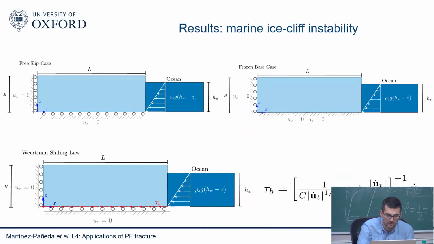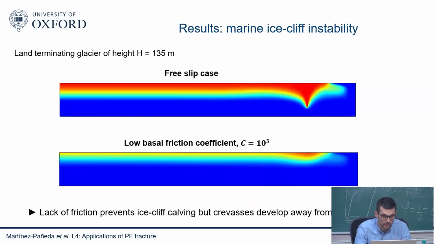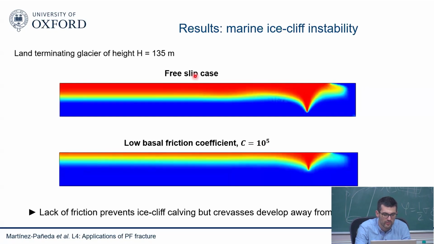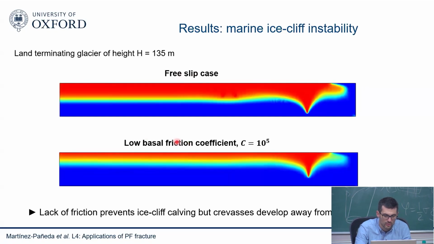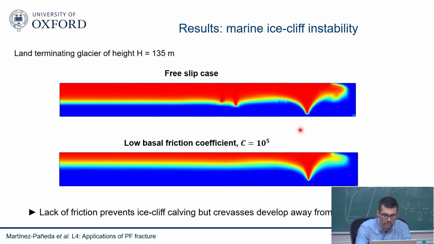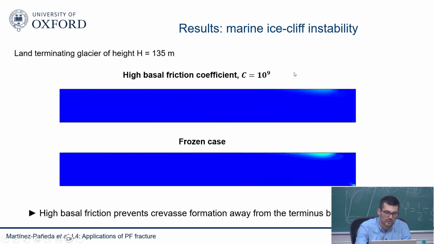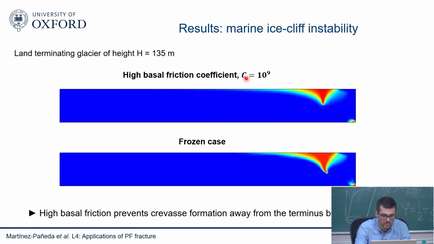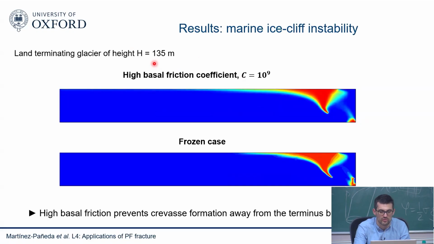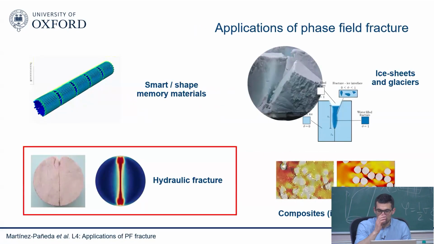So you see here quite a lot of damage evolving, and you can see that, depending on whether you consider free slip or low basal friction, you do prevent ice calving, but you get a lot of crevasses developing away from the terminus. So you can see here a complete failure. And then you can also look at friction coefficients that are more realistic, coefficients that we know from observations. So we can see how you eventually create these cracks that nucleate and you get the complete calving. So basically then we can change the height and determine under which conditions this kind of damage phenomenon is going to happen. Okay, so that was all on ice sheets and glaciers.